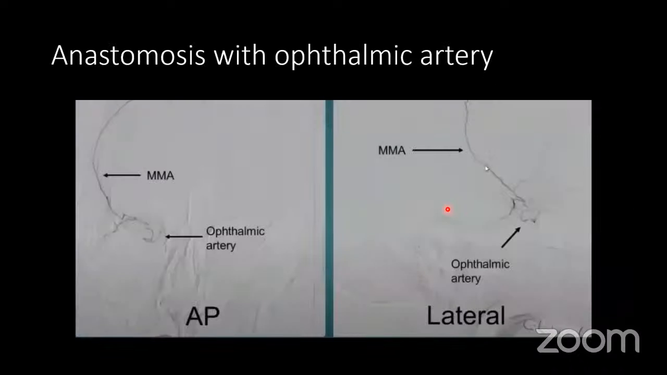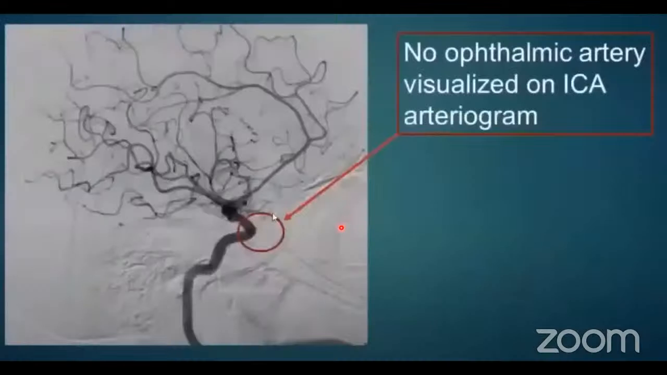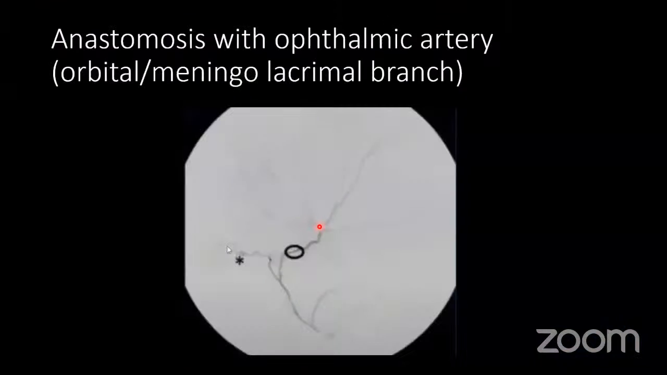Then anastomosis with the ophthalmic artery. We have to see whether the ophthalmic artery is arising from the internal carotid artery before taking angiogram of the external carotid artery. If we couldn't see ophthalmic artery coming from ICA, there we should highly suspect an origin of the ophthalmic artery from the external carotid artery system. Now, this is an anastomosis with ophthalmic artery.